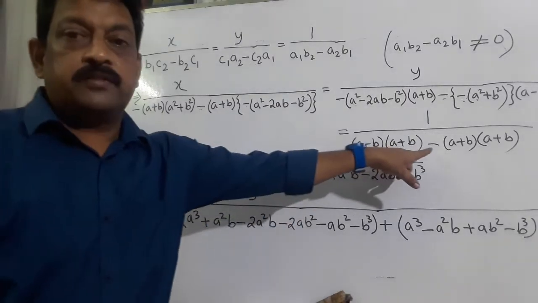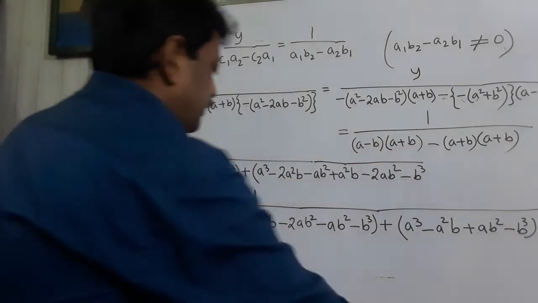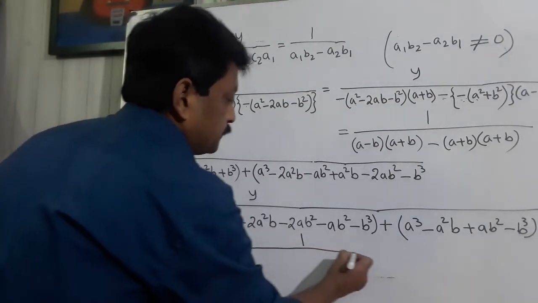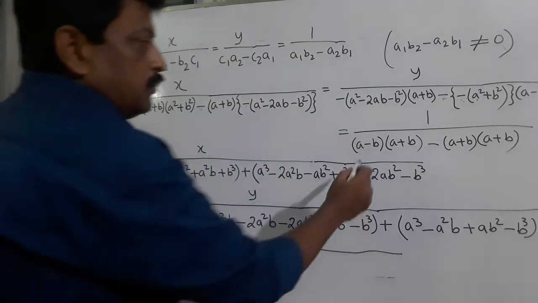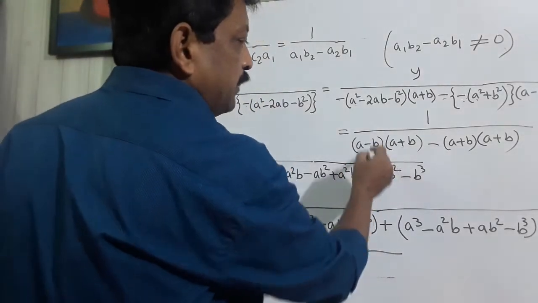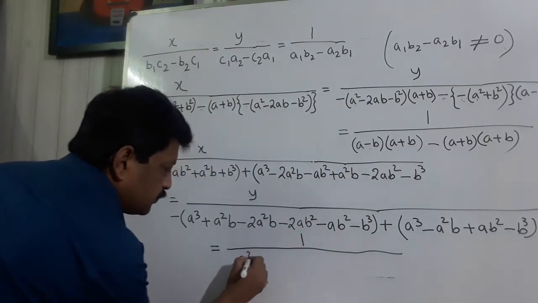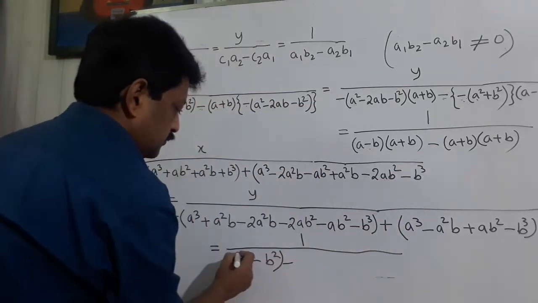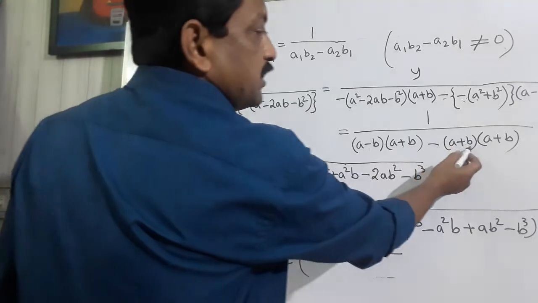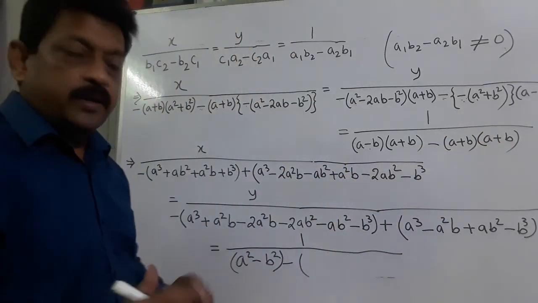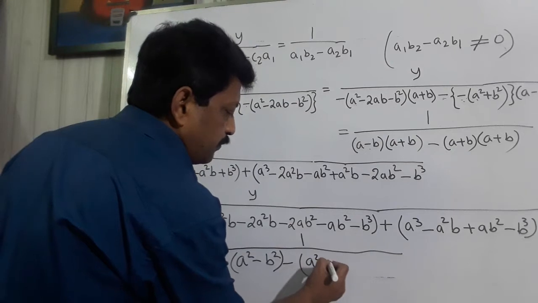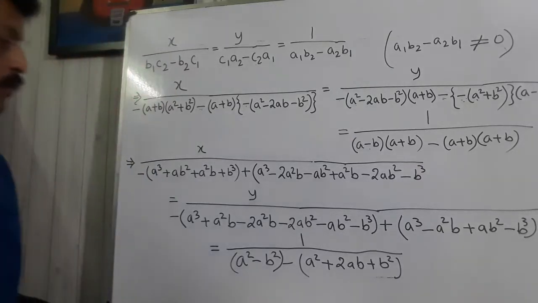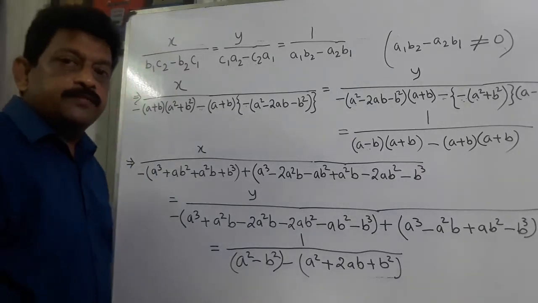Now one more part is left, the third part. So let me write here equals to 1 upon this a minus b and a plus b, they will be multiplied, they will become a square minus b square. Then minus sign here. This is a plus b in a plus b means a plus b whole square, so that will become a square plus 2ab plus b square. So huge sum, isn't it?